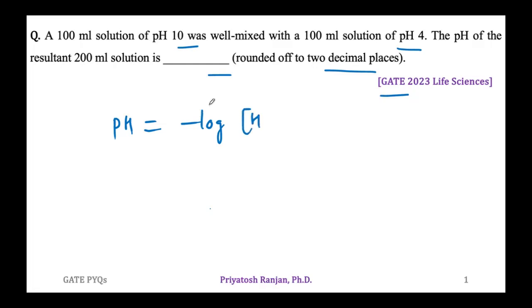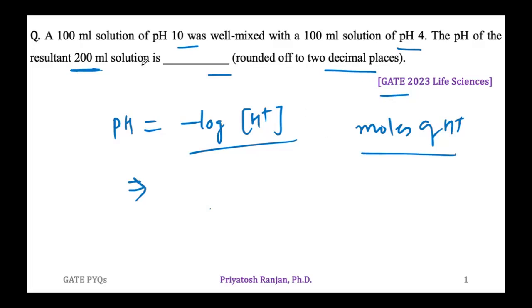of hydrogen ion concentration. So first we need to calculate the final concentration of hydrogen ion in the 200 ml solution. And to calculate the concentration of the hydrogen ion, we need to first calculate the number of moles of hydrogen ion in the individual solution, because remember, we cannot add up the concentration together. So first we need to calculate the moles of the hydrogen ion present in the 100 ml solution of pH 10 as well as in the 100 ml solution of pH 4.